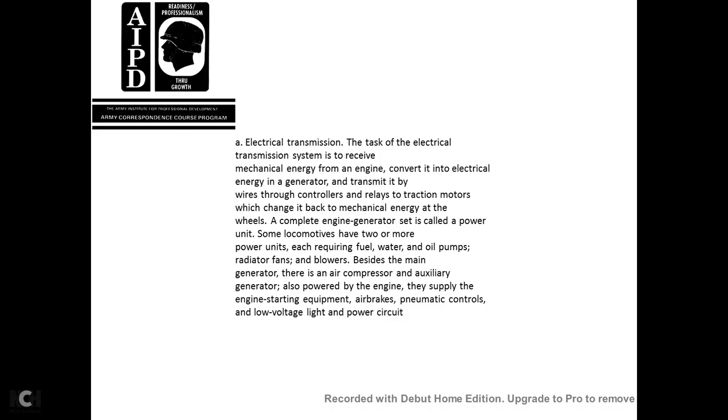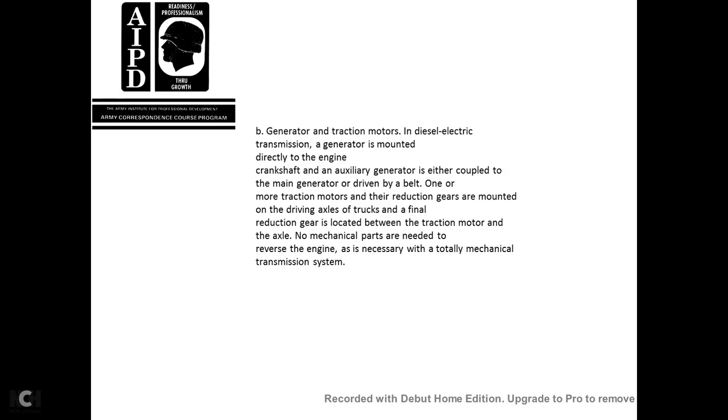The complete engine and generator is called the power unit. Some locomotives have two or more power units, each requiring fuel, water, and oil pumps, radiator fans, and blowers. Besides the main generator, there is an air compressor and an auxiliary generator, also powered by the engines, to supply the engine starting equipment, air brakes, pneumatic controls, and low voltage light and power circuits.